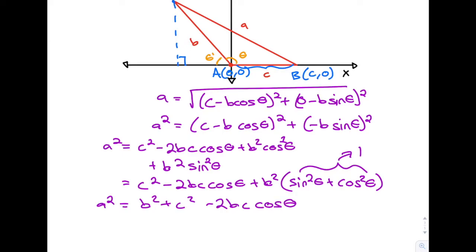And this is one of the versions of the law of cosines. Of course, in this case, I used theta as a kind of placeholder for A. So we could write this equivalently as a squared equals b squared plus c squared minus 2bc cosine A.